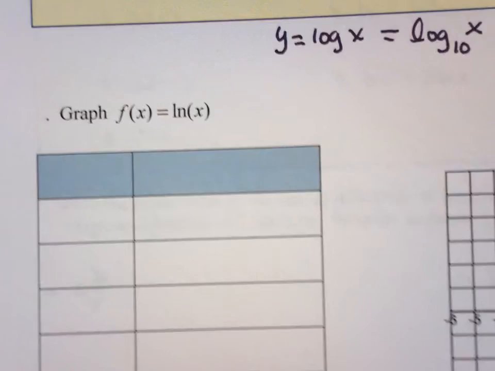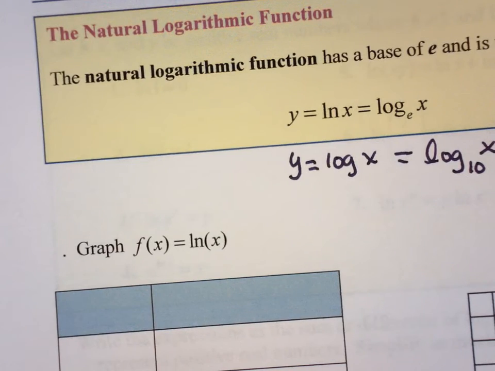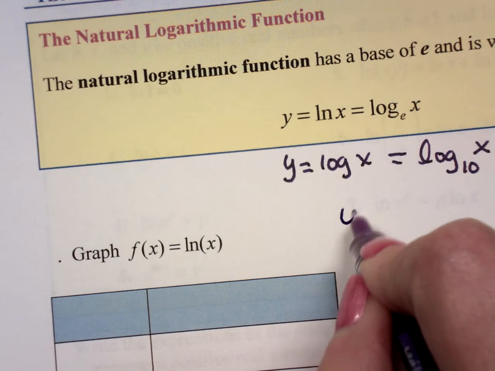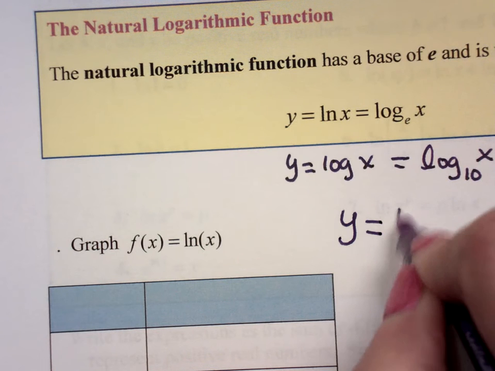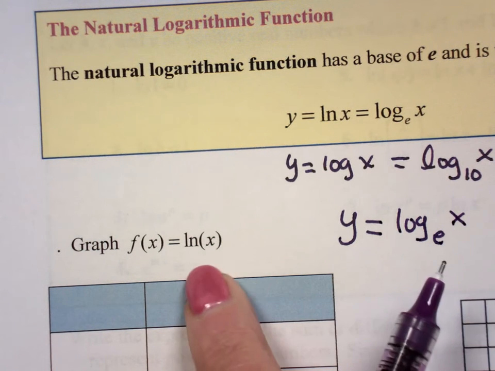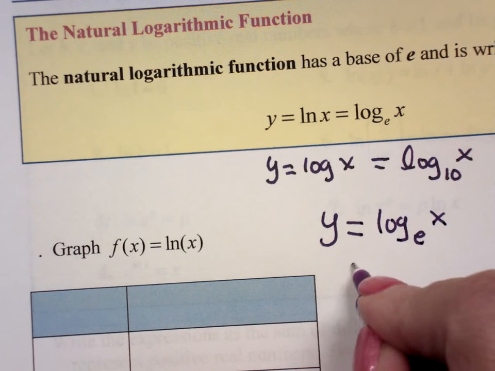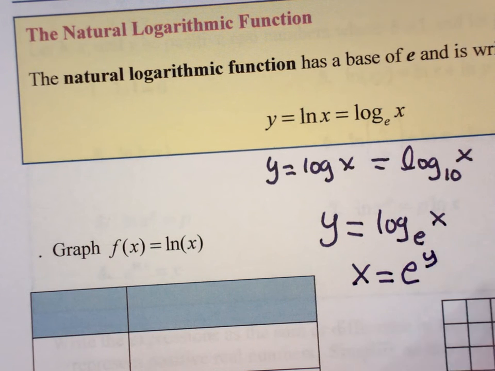So this is not how your book graphs this thing, but this is still the way I would do it. It's the way we've done it all along. I would look at y as being equal to log base e of x. That happens to be what natural log x is. Or we know that x equals e to the y. So graphing just like you graph anything else.